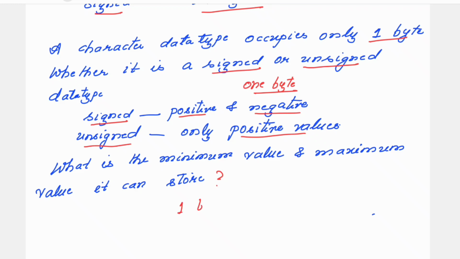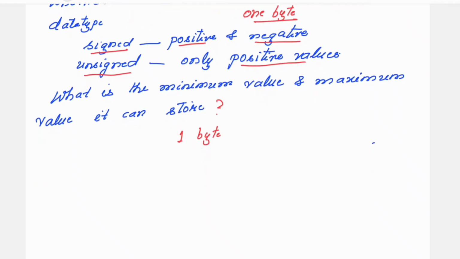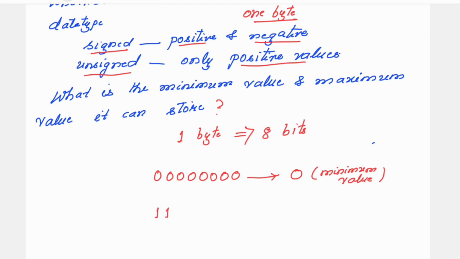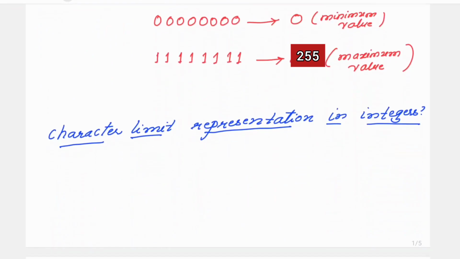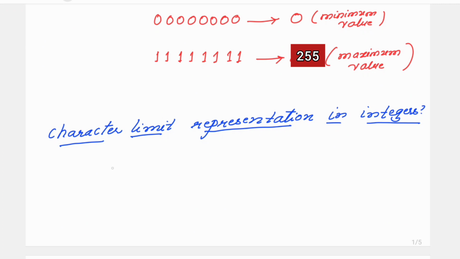Since 1 byte is needed here to store the value for the character data type, and 1 byte is how much? It is 8 bits. Now what will be the minimum value? If all the 8 bits are zeros, in binary, then the decimal equivalent here is 0. That means the minimum value is 0. Now assume that all the bits are ones, then this is how much? But when you are writing the range for the signed and unsigned, you have to write in this manner.